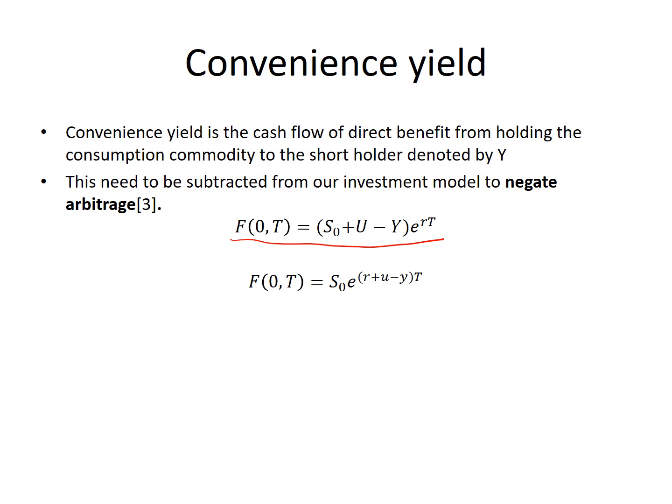Now, if our U and our Y are actually proportional to our spot price at time zero, or actually no, sorry, if our convenience yields and our storage costs are proportional to our spot price at time zero, then we can factor them in as a rate and continuously compound them against the spot price over time up until maturity. So we end up with this model here. Okay. So let's go to the next slide.